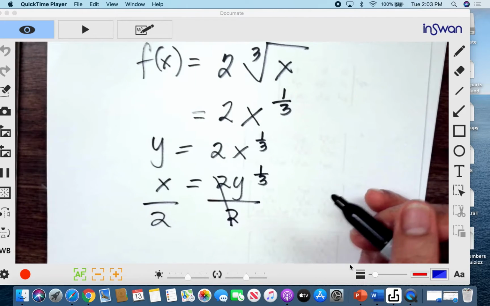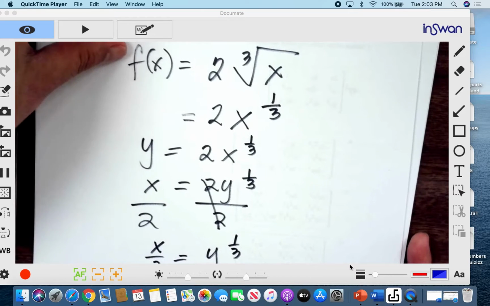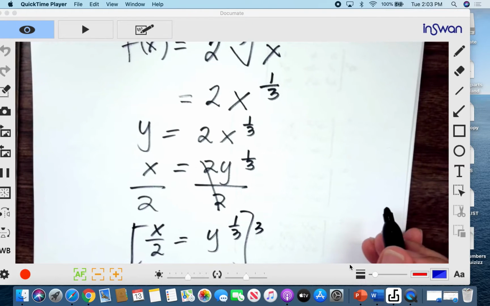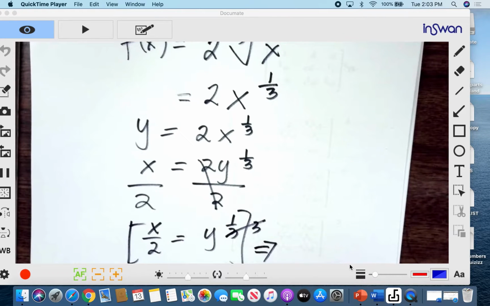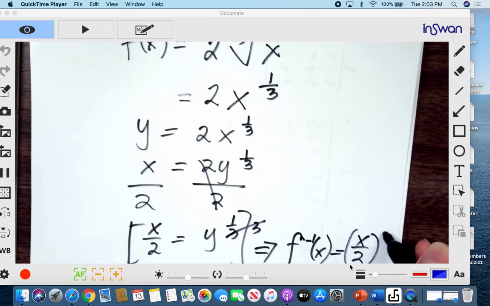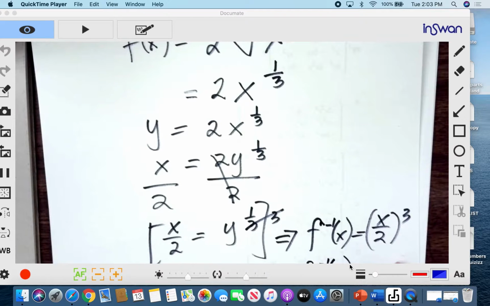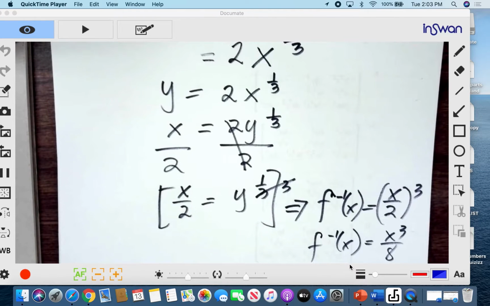And so you have x over 2 is equal to y raised to 1/3. And because we would like our exponent for y equal to 1 only, we will raise the whole equation by 3, because that 3 is the reciprocal of 1/3. And so therefore, our inverse function is x over 2 raised to 3. Or you can simplify it further to be x cubed over 8 because 2 raised to 3 is equivalent to 8.